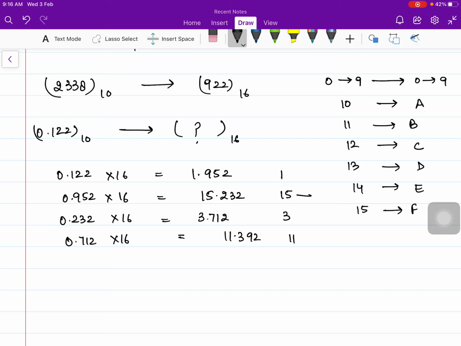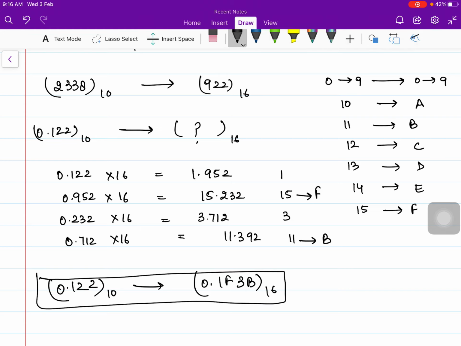So you will represent 15 by F in hexadecimal and 11 by B. So your answer becomes 0.122 in decimal is equivalent to 0.1F3B in hexadecimal. So this is how we represent the hexadecimal number system, and we convert decimal to hexadecimal. So this is your final answer.